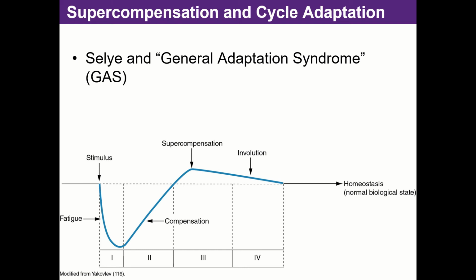So this is oftentimes talked about in the framework of Selye and general adaptation syndrome. I won't ask you about that, but you'll see that thrown around a lot. But the idea here is that in response to a specific stimulus, the body adapts in a specific way and then is able to withstand that same stimulus being applied again.